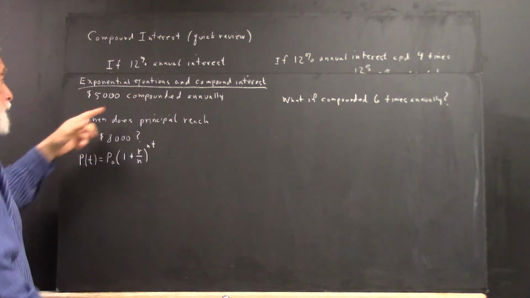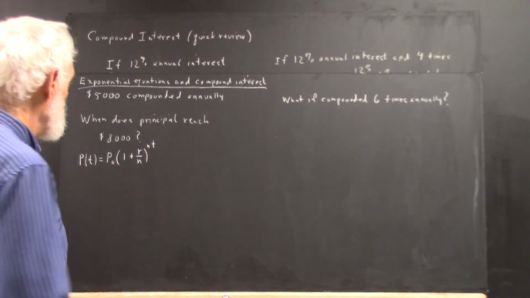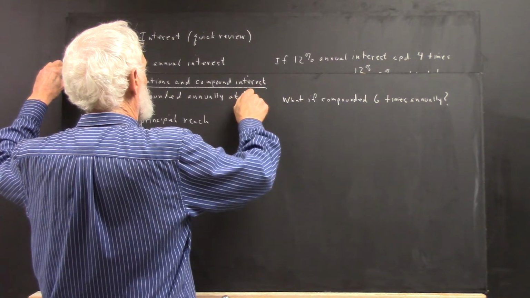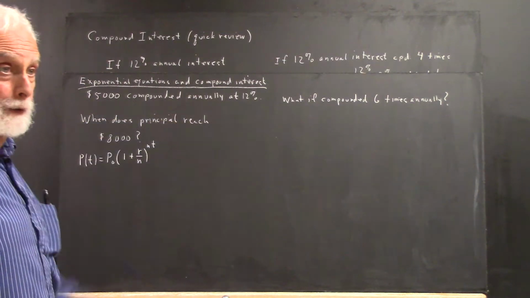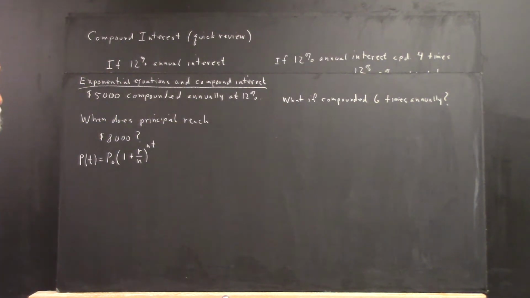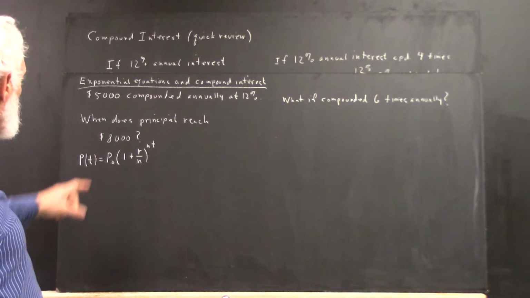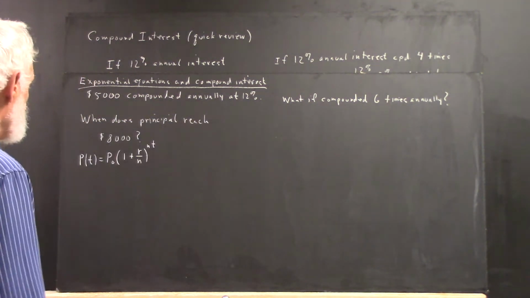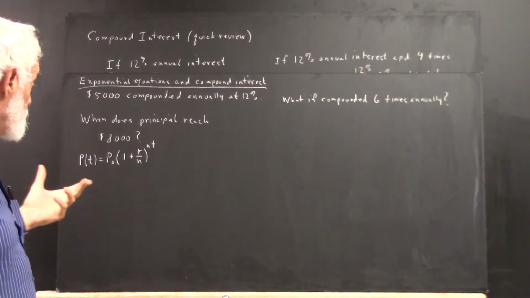So let's say we have $5,000 compounded annually, and I never did put in an interest rate. Let's just go ahead and use our good old 12%. And if you get 12% interest, that's pretty good. But it's probably very risky, not a good idea necessarily. Okay, $5,000 compounded annually at 12%. And the question is, when does your principal reach $8,000?